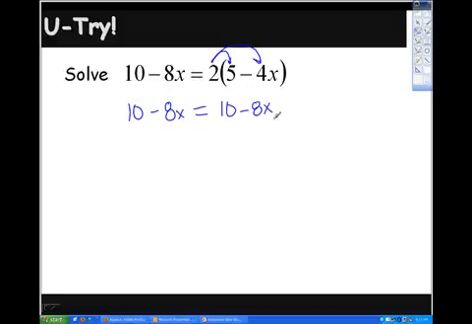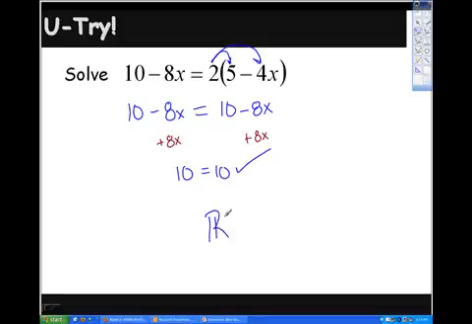This is going to be interesting. I'm trying to get the x's all on one side. When I add 8x to both sides, an odd thing happens here. My x's just zero out, and I'm left with 10 equals 10. Well, it turns out that that's a true statement. 10's always equal to 10. That means it doesn't matter what x is. So the answer to this question is all real numbers.